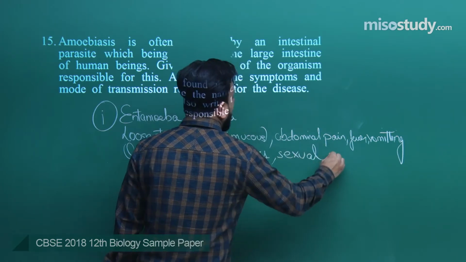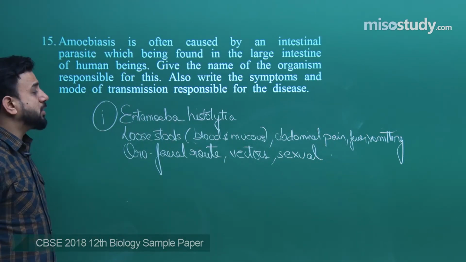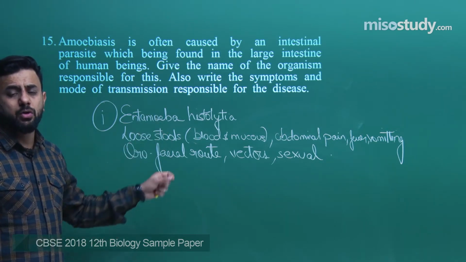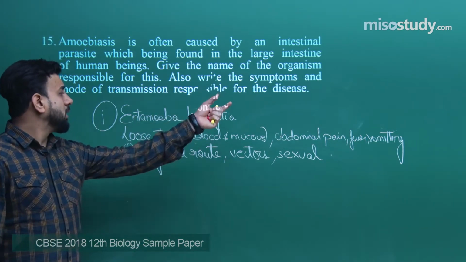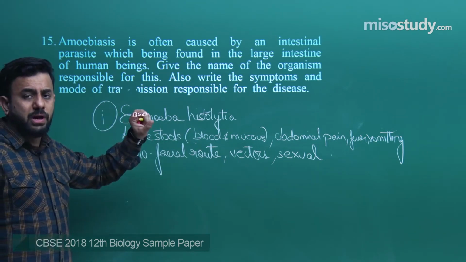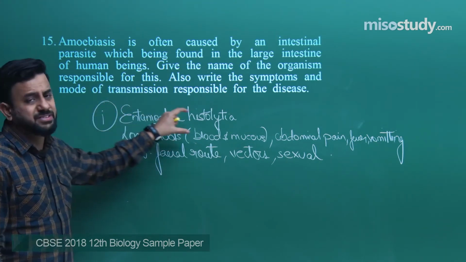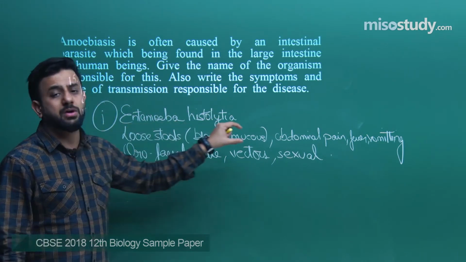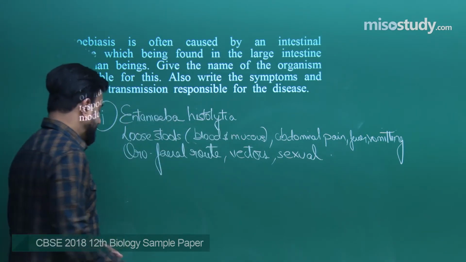So the answer is not so long, it's just that I explained and wrote in detail. That's why it seemed to be long. This will be your answer if you write it, or if you want to elaborate it, you can just complete the sentence. The organism is Entamoeba histolytica. The symptoms are loose stools like this. That's it.